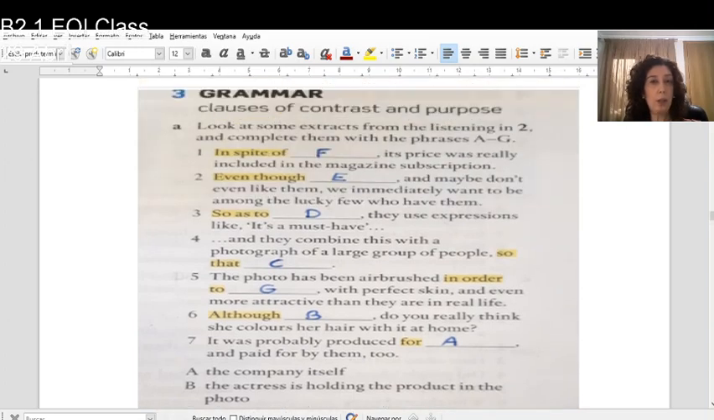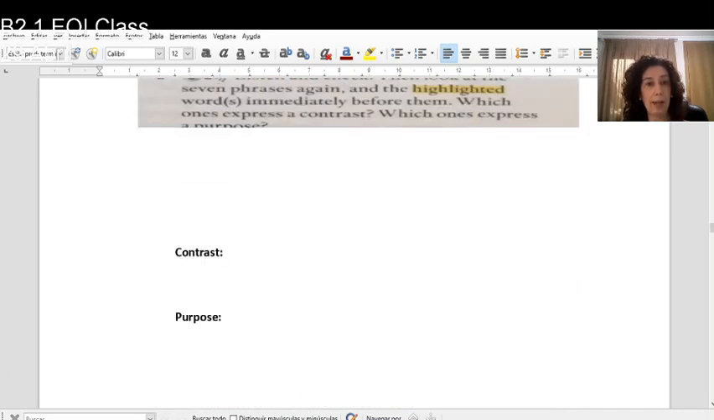Then, what can you think about that? That certain clauses of contrast are introduced by different linking words. And each linking word uses a different structure, yeah? That's what we are going to explain now. The clauses of contrast are used with certain linking words and purpose and other ones. And each one is followed by a different structure that now we are going to explain.